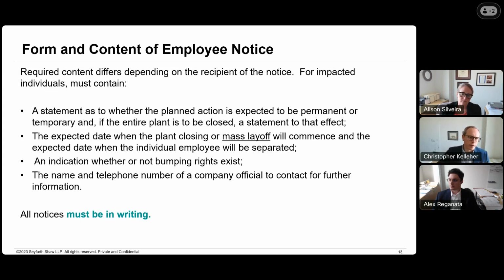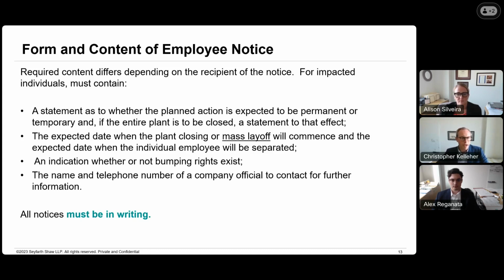And bumping rights, for any of those who don't know, it's typically in a collective bargaining environment. You need to notify employees if they have the right to displace others in terms of the layoff list. That would be usually defined in a collective bargaining agreement or in other employment policy or agreement.